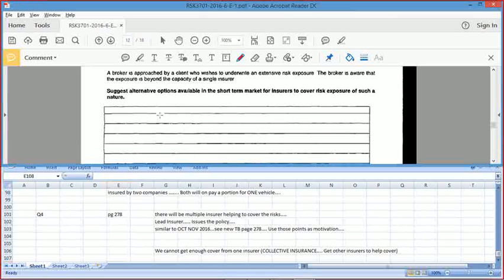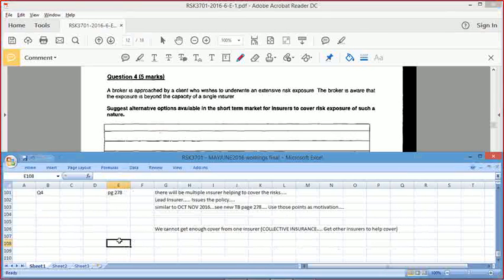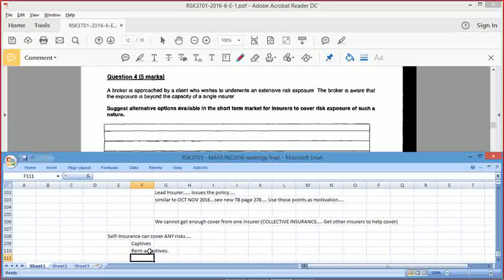Something else that you might also want to consider, I don't know if they will, let's just say alternative options. How many marks do we get for each of these? 5 marks is a lot, so maybe it's worthwhile discussing it. We know self-insurance can cover any risks. So if it's too risky to insure it with an insurer, the other option is also self-insurance. And here you could be considering captives and rent-a-captives even. I don't think it's the focus of this question, but you never know. They've given you enough space, so it's worthwhile maybe mentioning it.